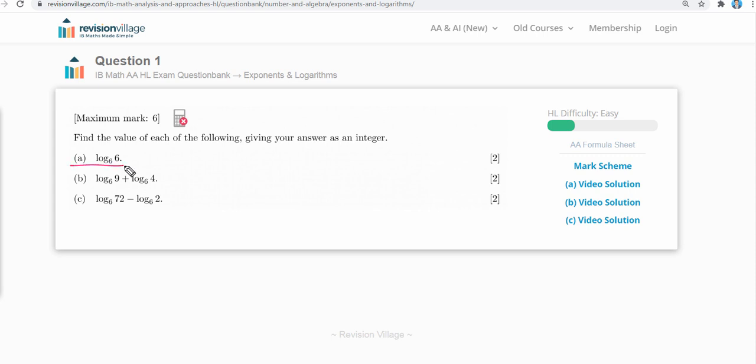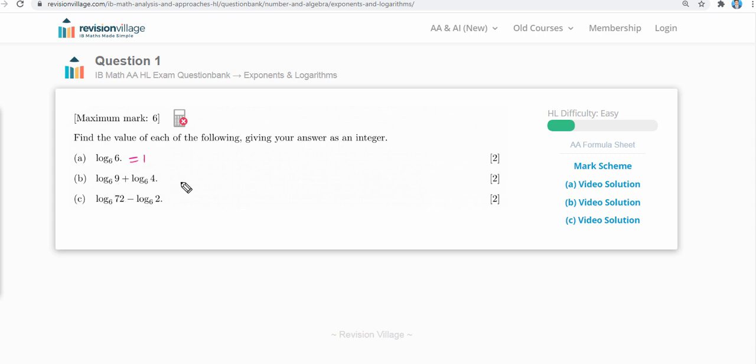Part A says we have to work out log 6 of 6. In order to work it out, we have to see 6 to the power of how much is 6. 6 to the power of 1 is 6. So 1 is our answer. Simple.